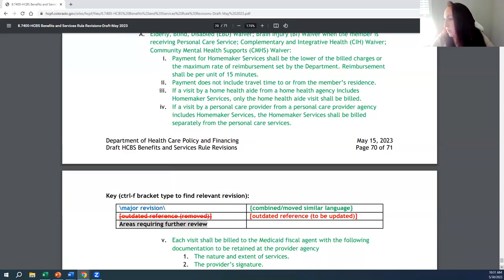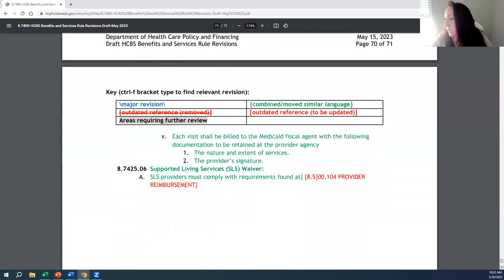Three, if a visit by a home health aide from a home health agency includes homemaker services, only the home health aide visit shall be billed. Four, if a visit by a personal care provider from a personal care provider's agency includes homemaker services, the homemaker services shall be billed separately from the personal care services. Five, each visit shall be billed to the Medicaid fiscal agent with the following documentation to be retained at the provider agency. One, the nature and extent of service, to the provider's signature. And then supported living service waiver, SLS provider must comply with requirements found.